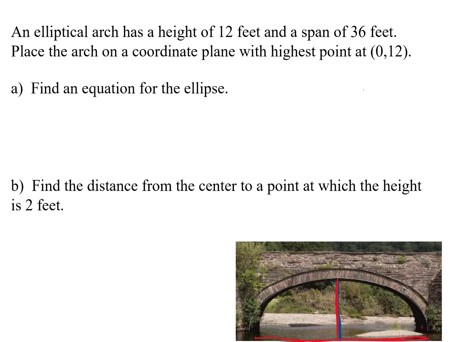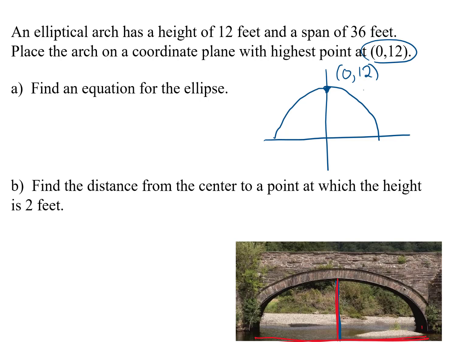Okay, so for our specific one, it has a height of 12 and a span of 36, and it says to put it on a coordinate plane with the high point at 0, 12. So we're going to draw it on an XY plane. This is going to be up here at 0, 12, and then it's going to come down like this. And it tells us that the span is 36, so that's this whole length across here. So if this is the center of the ellipse, half of 36 is 18, so it's 18 each way. And we can see, because that was the point 0, 12, that it's 12 this way.